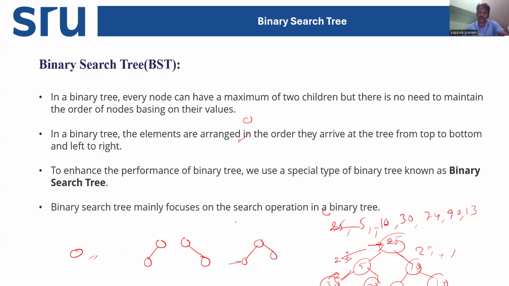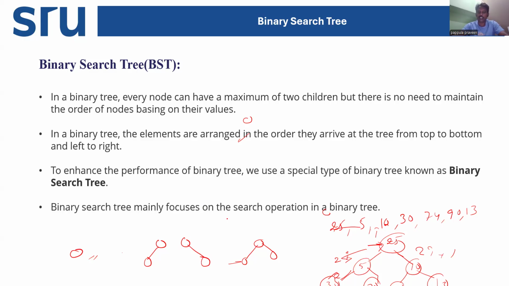That's why we are moving from binary tree to binary search tree. In a binary tree, all elements are arranged in order, from top to bottom and left to right. To enhance the performance of the binary tree, we use a special type of binary tree known as a binary search tree.